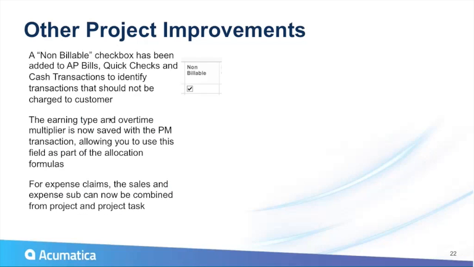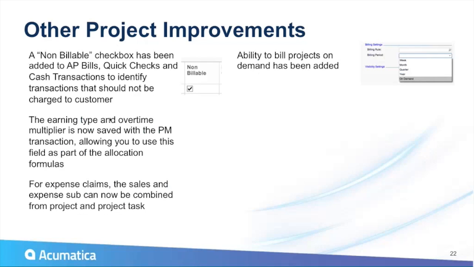When entering expense claims, the sales and expense sub-account can now be combined from the project and project task. So previously, there was no way for you to change the sub-account based on the currently selected project or project task. So now this is something that is possible. We've also added the ability to bill projects on demand. Previously, we had a very rigid schedule of monthly, weekly, or quarterly billing. So with the on-demand option, you have the ability to run the project billing as often as you want.